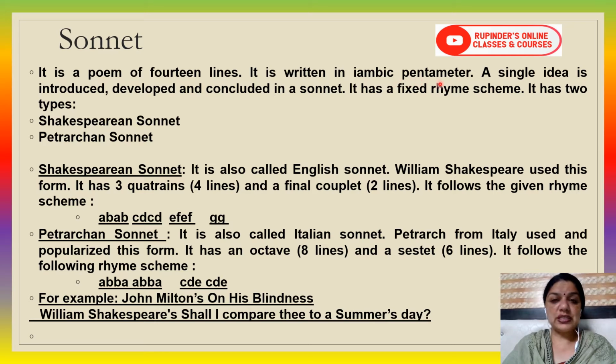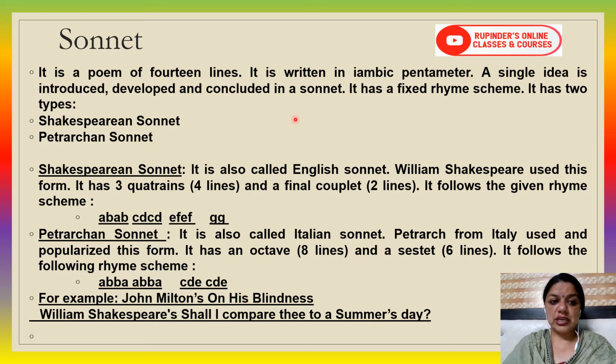So pentameter means a line with 10 syllables, and iambic pentameter means one is stressed and other one is unstressed. Every stressed syllable is followed by an unstressed syllable. So what happens in a sonnet? A single idea is introduced, developed, and concluded in a sonnet. It has a fixed rhyme scheme. So there is a rhyme scheme which I am going to explain in detail on the next slide.